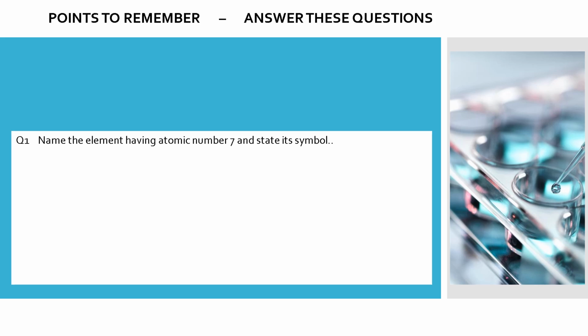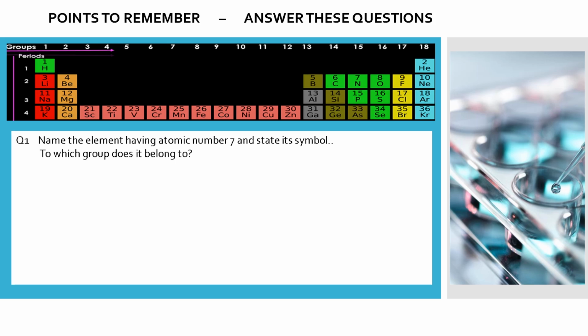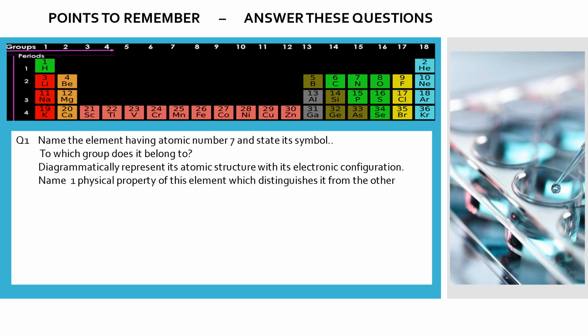Name the element which has atomic number 7 and state its symbol. So atomic number 7 belongs to group 15. The symbol will be N because the element is nitrogen. To which group does it belong? Obviously it belongs to group 15. Now diagrammatically represent its atomic structure with its electronic configuration. So you will show a nucleus with the protons and neutrons, and as there are 7 electrons, it will be divided as 2, 5: 2 electrons in the K shell and 5 electrons in the L shell.